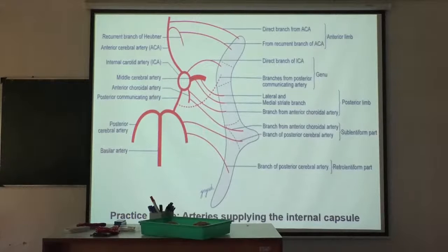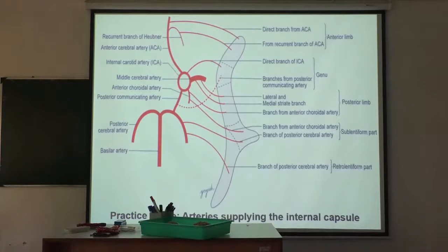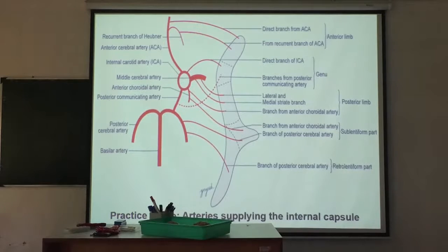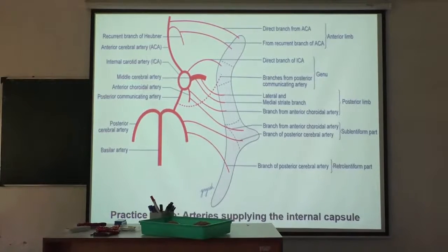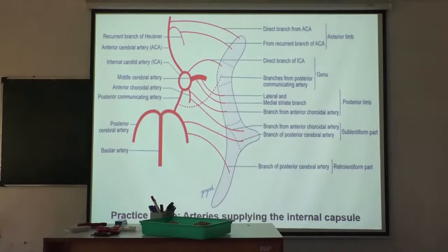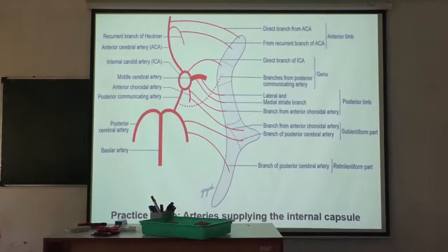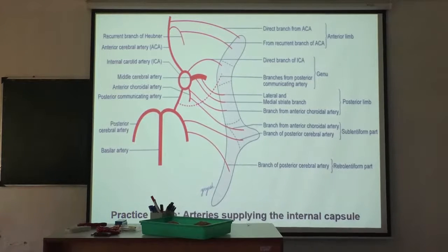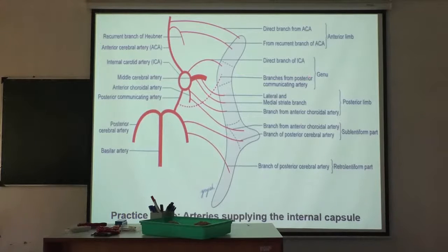See, this diagram you have to practice for the blood supply of the internal capsule. This one is the internal carotid artery. Here is a direct branch from the internal carotid. From here, the anterior cerebral artery gives the recurrent artery of Heubner. It supplies the anterior limb from the recurrent branch of the anterior cerebral artery, and this branch is a direct branch from the anterior cerebral artery, supplying the anterior limb. And the genu is supplied by a direct branch from the internal carotid and also a branch of the posterior communicating artery.